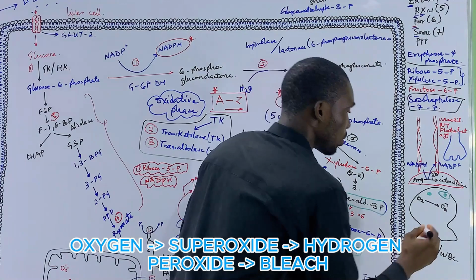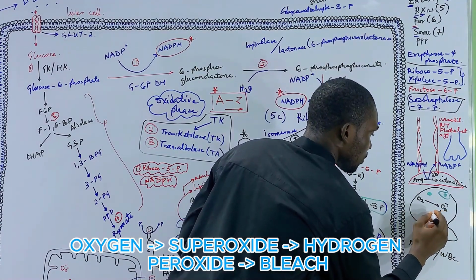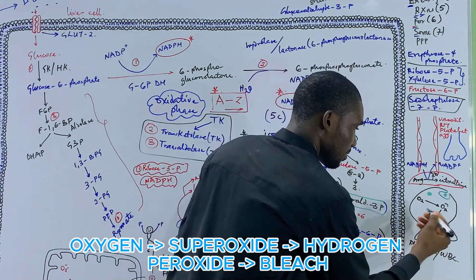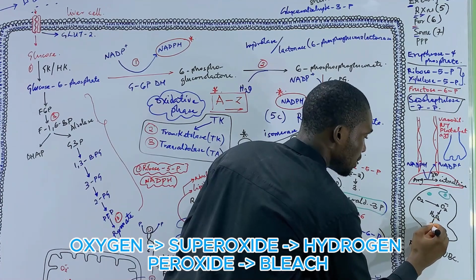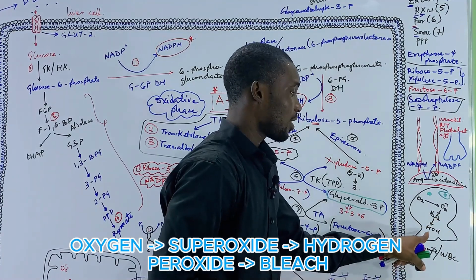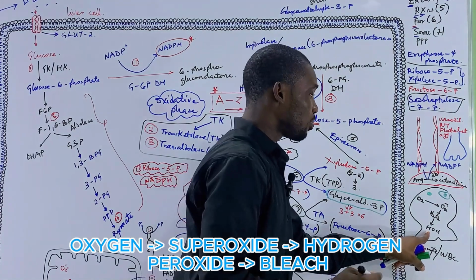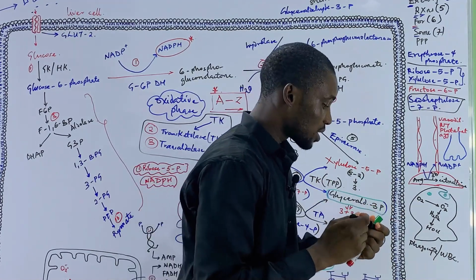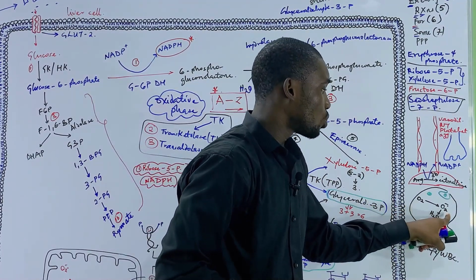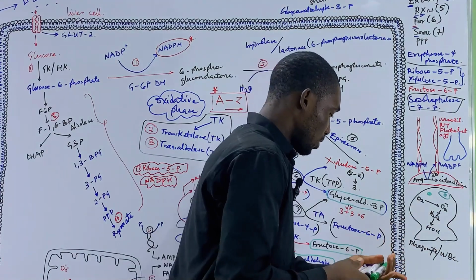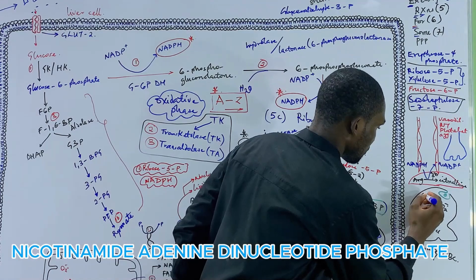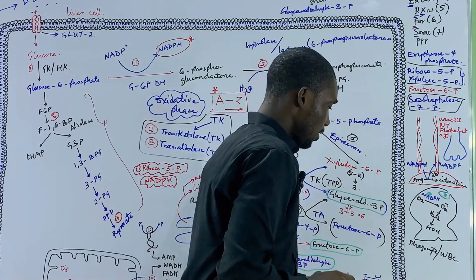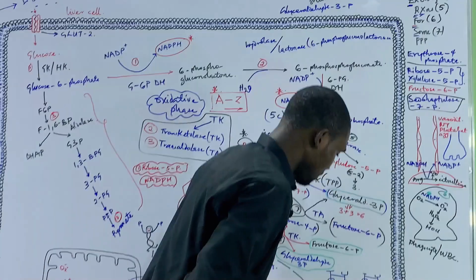And this superoxide would now be converted to hydrogen peroxide, right? And the hydrogen peroxide can be converted to bleach, your hypochlorite, that's your bleach. And this bleach is what kills the microorganism. But the point you should note is that the conversion of oxygen to superoxide requires what? NADPH. Okay? Now, let's go over to something else.